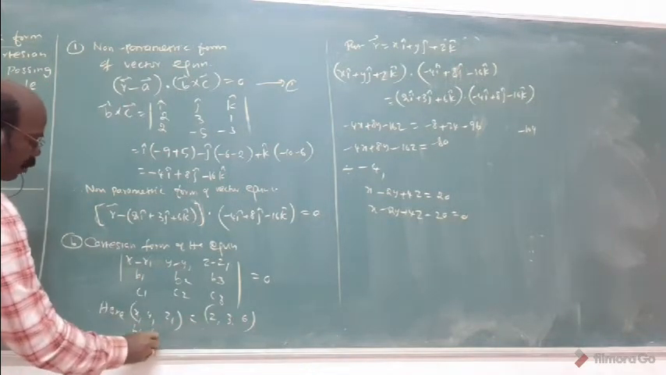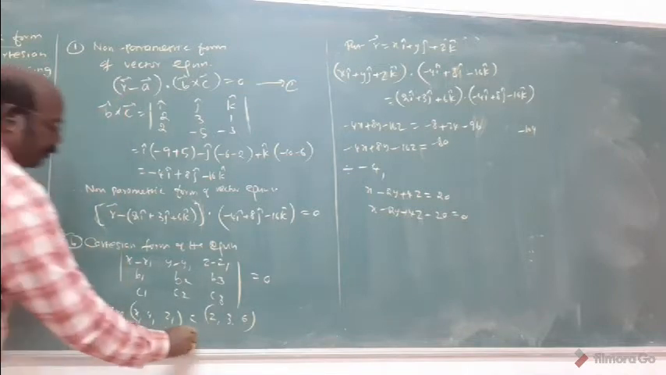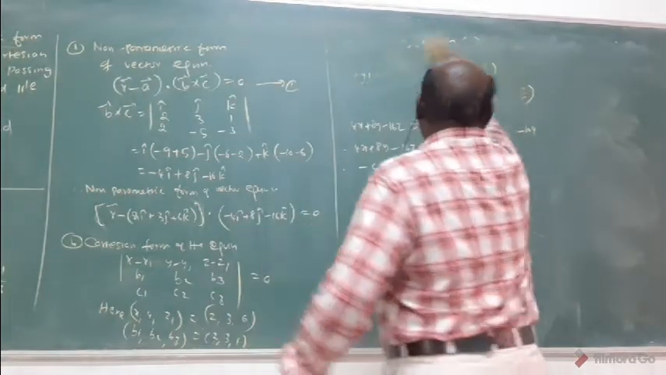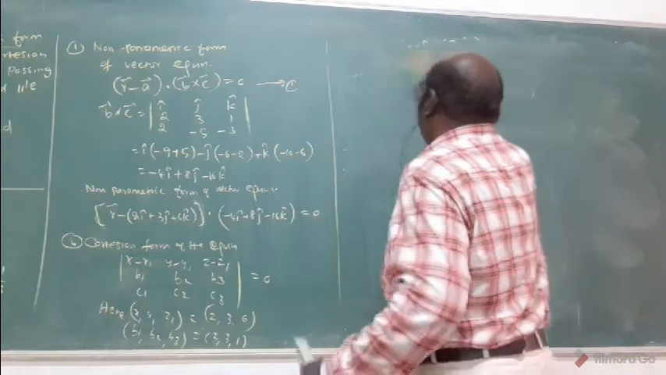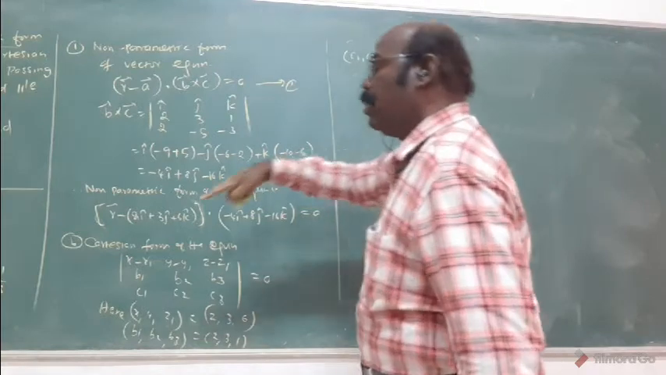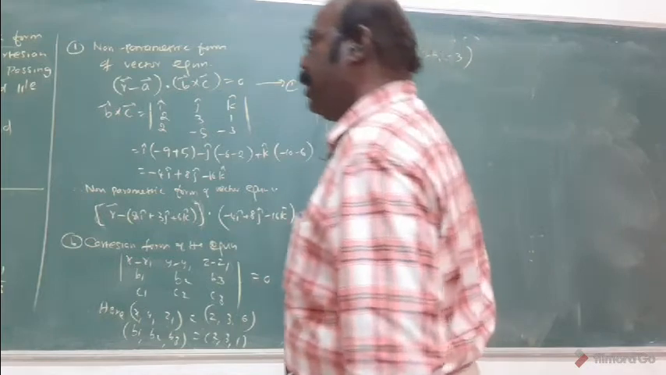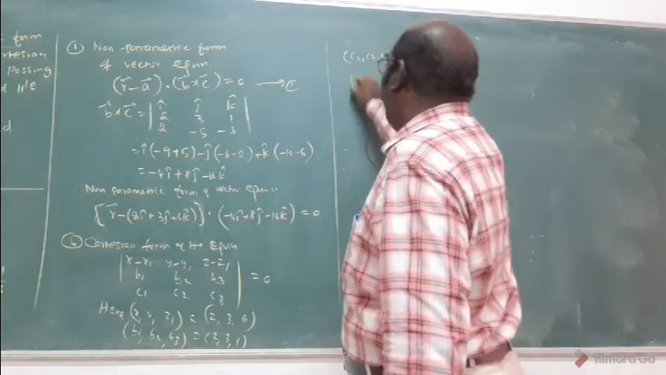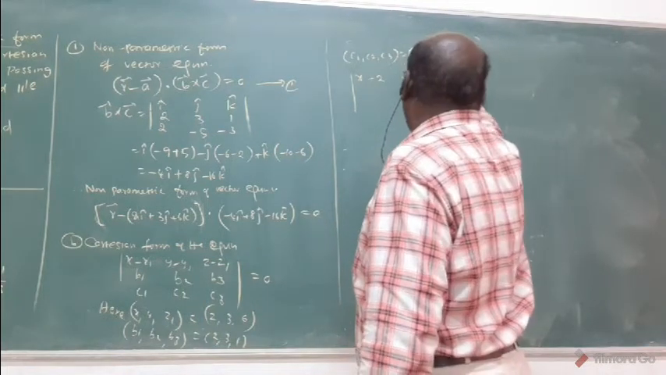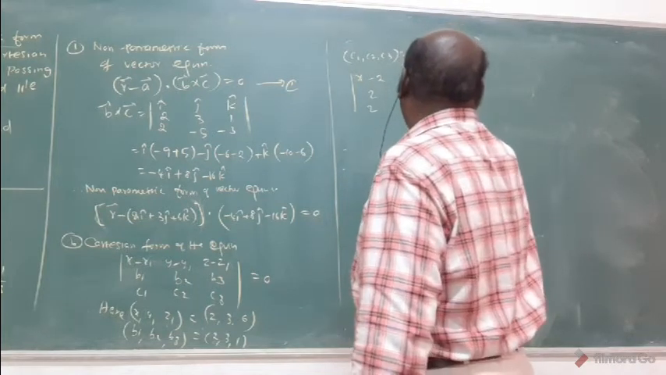Then b1, b2, b3: what is the b vector? It is 2, 3, 1. Next c1, c2, c3 is what? The last one: 2, minus 5. Okay? Now the formula: x minus x1 is x minus 2, y minus 3, z minus 6; b1, b2, b3 is 2, 3, 1; the last one is 2, minus 5.